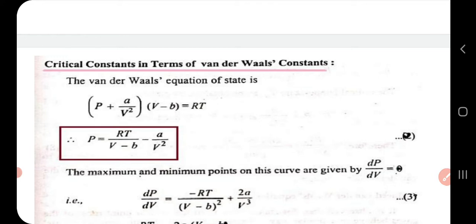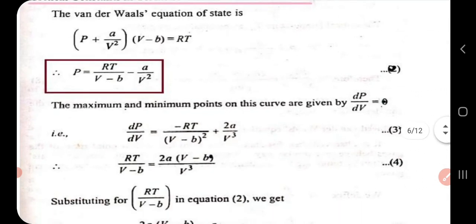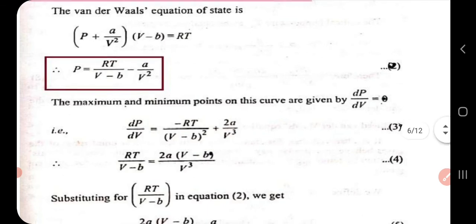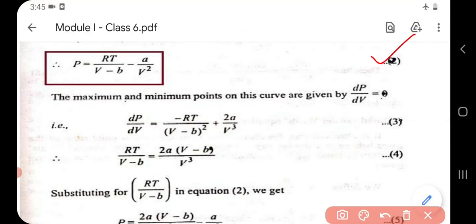Now our aim is to derive the expressions for critical constants, that is critical pressure PC, critical temperature TC, and critical volume VC. As deduced before, here we write the van der Waals equation of state, that is (P plus a by V square)(V minus b) equal to RT. From that, by rearranging the terms, you will get the expression for P as this, and that is numbered as equation number 2. Now the maximum and minimum points on the curve will be dP by dV equal to 0.